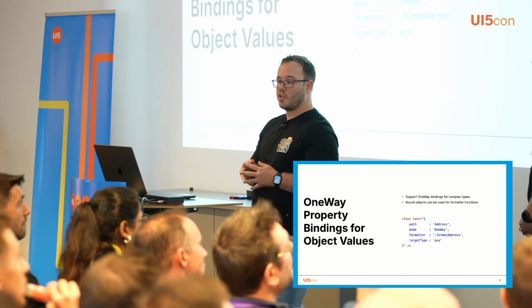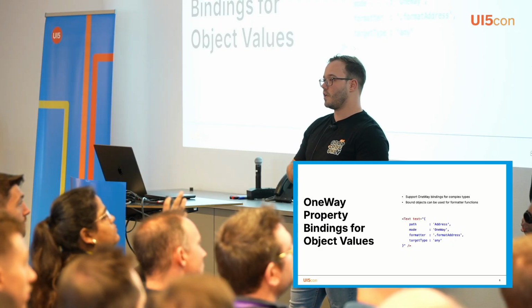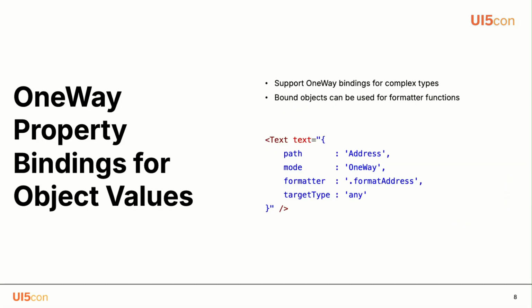So to the next topic, which is the OneWay property binding support for object values. Here I've prepared a small code snippet of how such a property binding could look like. This is a property binding to the address. The address is of type complex type, and this means that this complex type, this address, is on the client a simple object holding some address information. And the goal of this is, of course, that the given formatter function formats this address object.